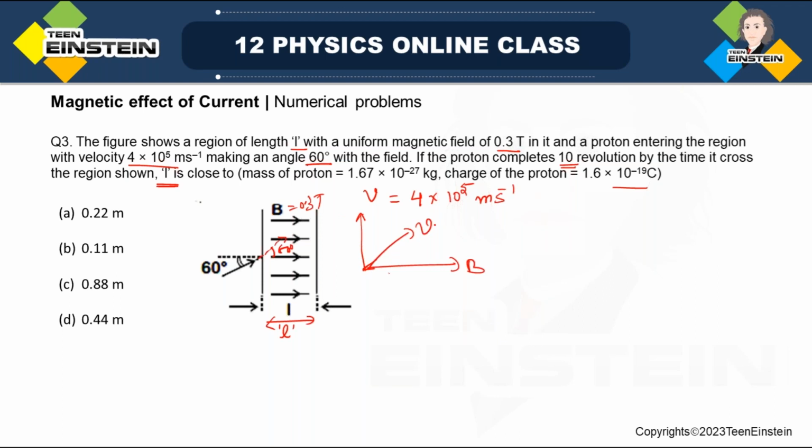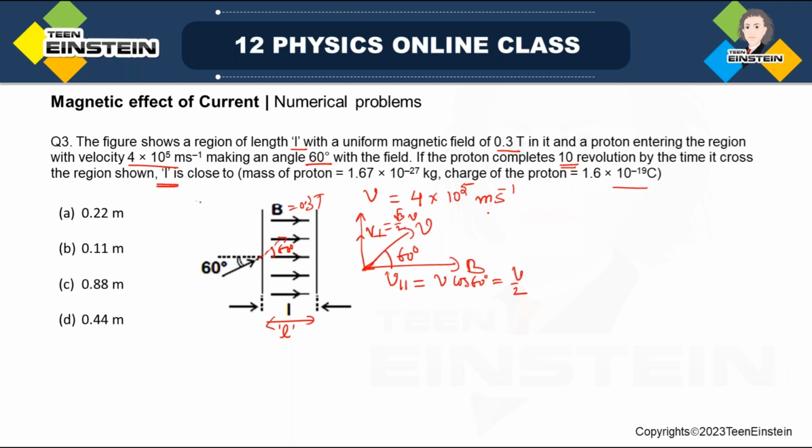So this is the velocity, the direction of the velocity of the proton. This 60 degree angle is given. So I can have two components of the velocity. If you remember, we had discussed this kind of problem earlier, in the theory part. So we'll have the V parallel component, that will be V into cos 60 degree, or V by 2, right? And this side, it will be V perpendicular, and that will be root 3 by 2 into V, because this will be sine 60 degree. Sine 60 degree is root 3 by 2.